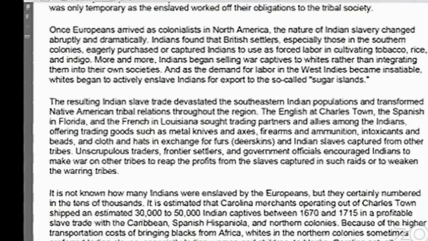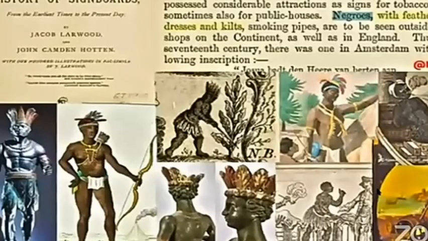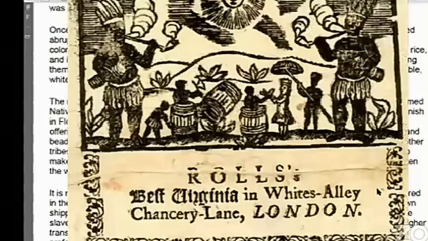Indians found that British settlers, especially those in the southern colonies, eagerly purchased or captured Indians to use as forced labor in cultivating tobacco, rice, and indigo, all right? They didn't use Africans, they used Indians, all right? More and more Indians began selling war captives to whites rather than integrating them into their own societies, as they used to do before the Europeans arrived.